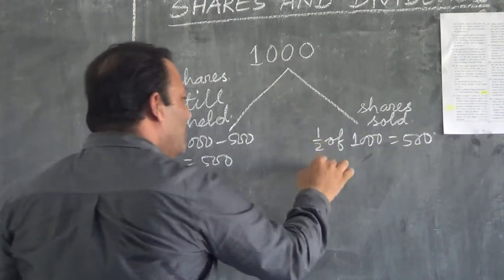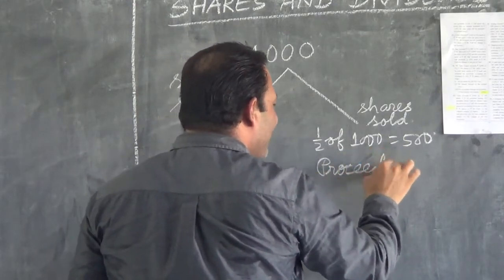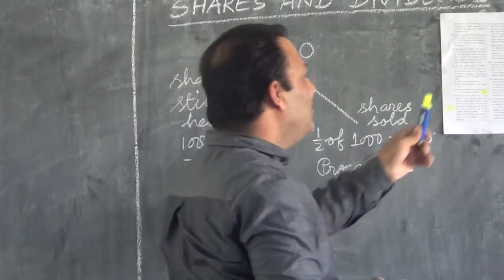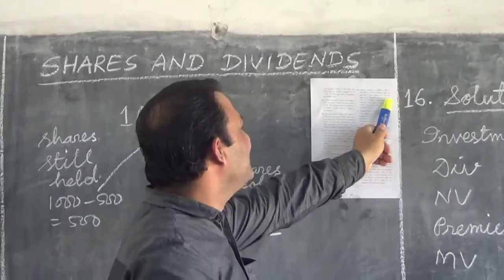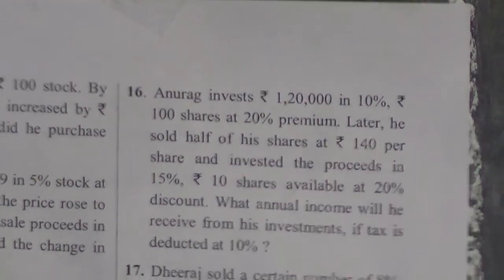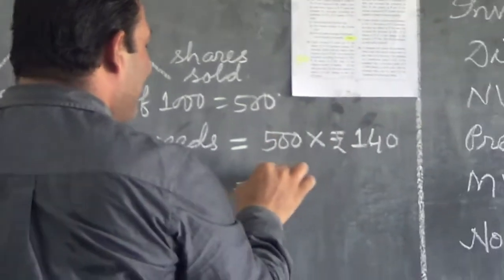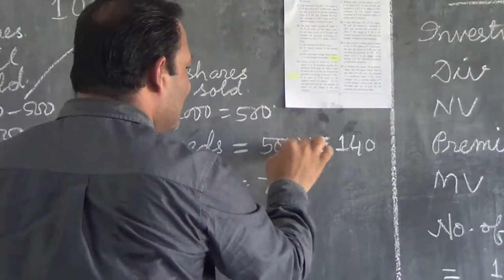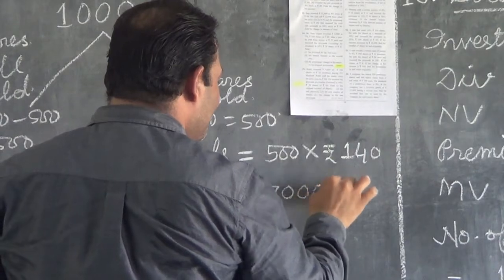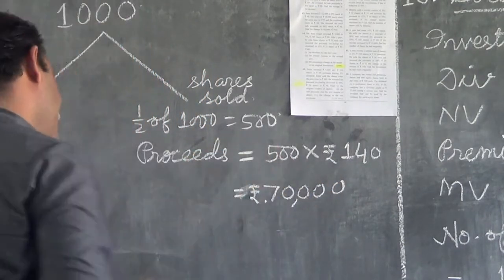Then what is the sale proceeds he will get? Later on, he sold half of the shares at rupees 140 per share. So 500 shares he sold at rupees 140 each. 14 into 5 is 70, and then the three zeros. So 70,000 rupees he got as sale proceeds.